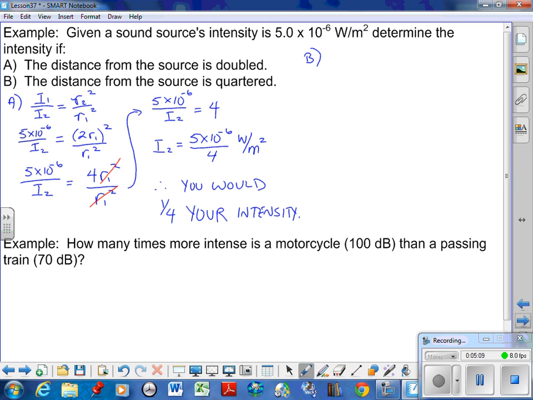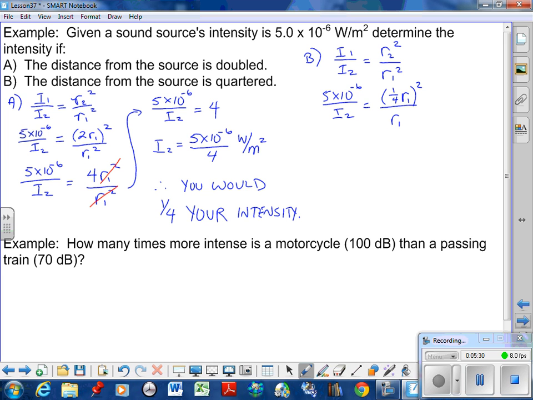Okay? So B part, what happens if you get closer? What happens if you move 1/4 of the distance? So let's say you're at 16 meters away and you go down to 4. What happens? Same process here. Some of you are probably already anticipating what's going to happen. So 5 times 10 to the negative 6 over I2. So this now becomes 1/4 R1 squared over R1 squared.